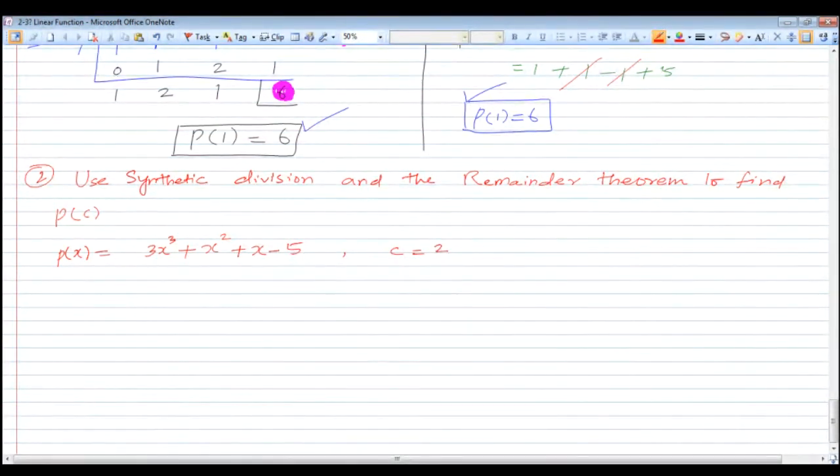What is the difference between the last sum and this sum? Yes, what is the difference here?